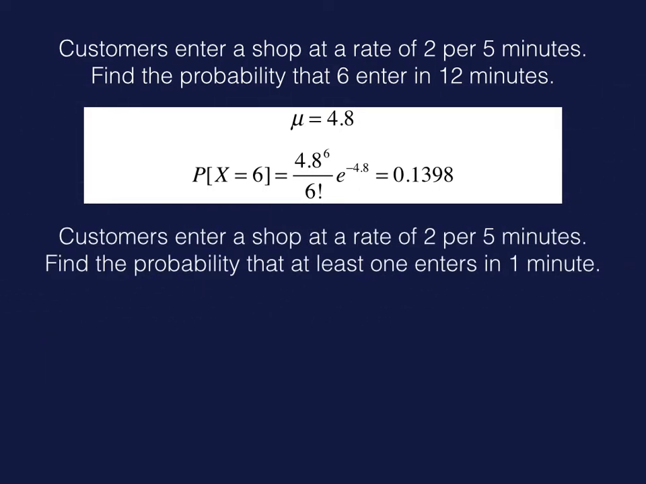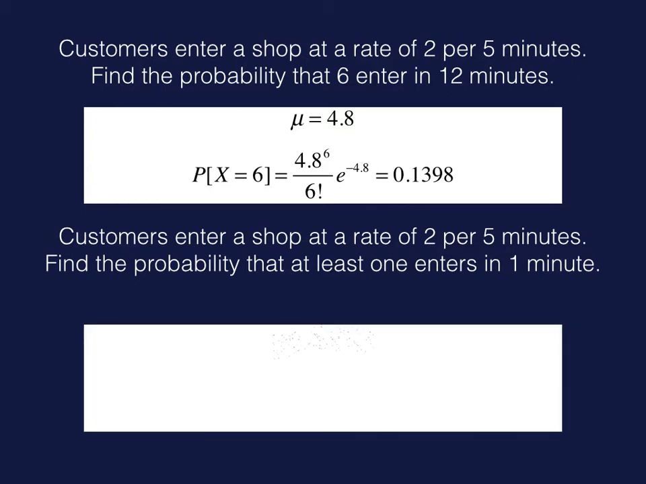Now, if I have the same shop, the same rate, but this time I'm focusing on just 1 minute. At that rate, in 1 minute, I'd expect 0.4 people. Now, the chance of getting at least one person is 1 minus the probability of 0 people, and I get an answer of about 33%.